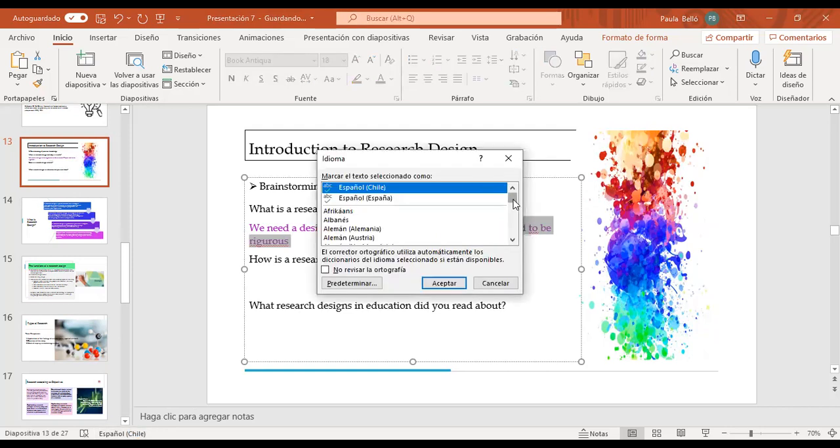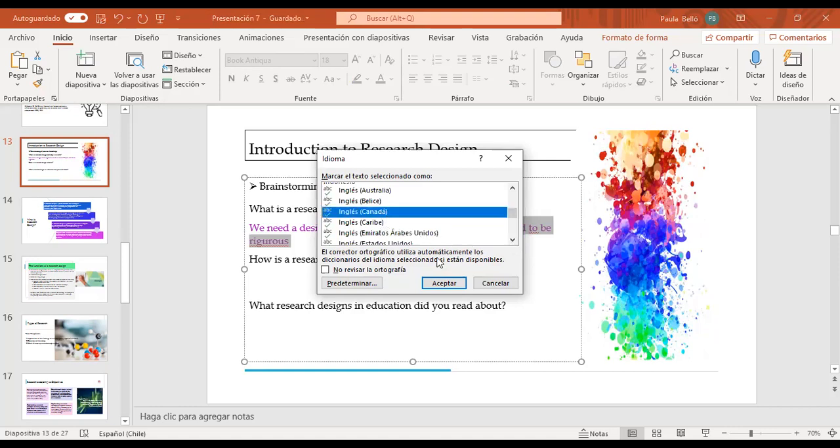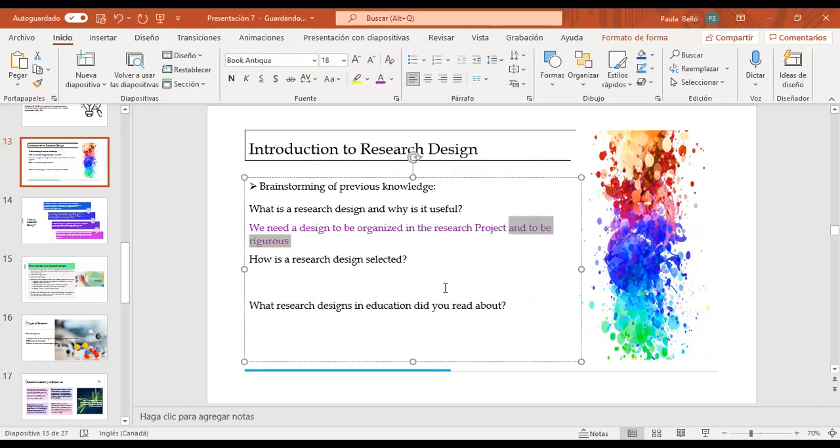All right, so we need to be rigorous. We need to follow step by step. So I cannot jump stages. ¿Recuerdan el semestre pasado cuando nos saltábamos alguna parte? Teníamos que volver hacia atrás. En la investigación no podemos saltarnos pasos. Si no hicimos un paso bien, tenemos que volver atrás. So that's it. And how do you select a design?